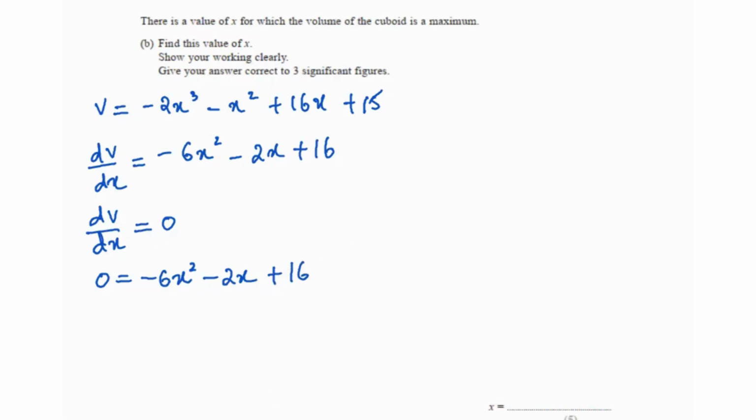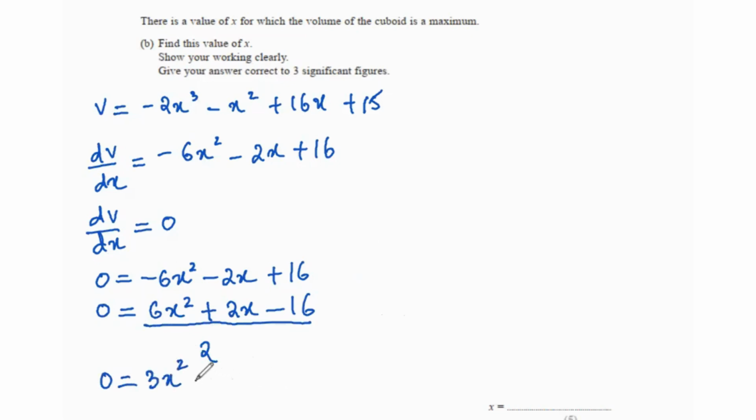Now we're going to factorize this quadratic equation. Before we start factorizing it, I would like to first make x squared positive. If I make x squared positive, x also becomes positive, but 16 becomes negative. So that's going to be 6x squared plus 2x minus 16. Now you can see that all these three numbers are divisible by 2. If we divide them by 2, that's going to be 3x squared plus x minus 8. Now I would like to factorize this.